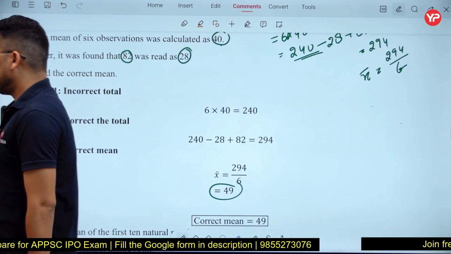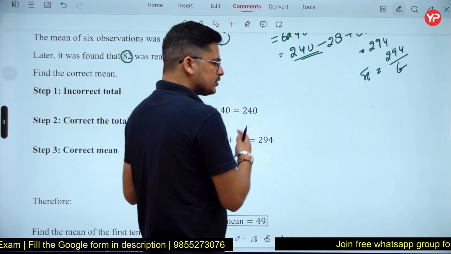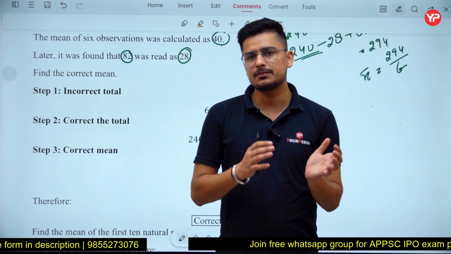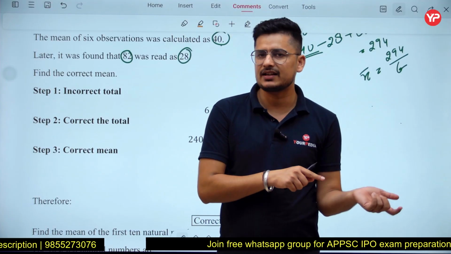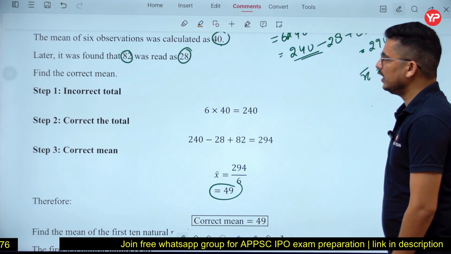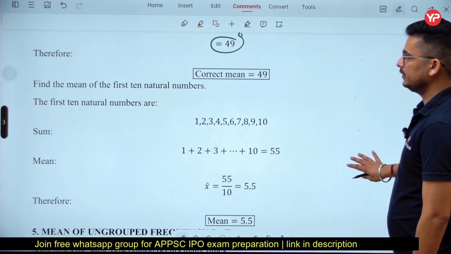So basically whenever something is misread, what should you do? First you calculate the total sum, then you subtract the misread value, add the corrected value, and then divide that by the total number of observations, right? So this is the way you can solve that one.